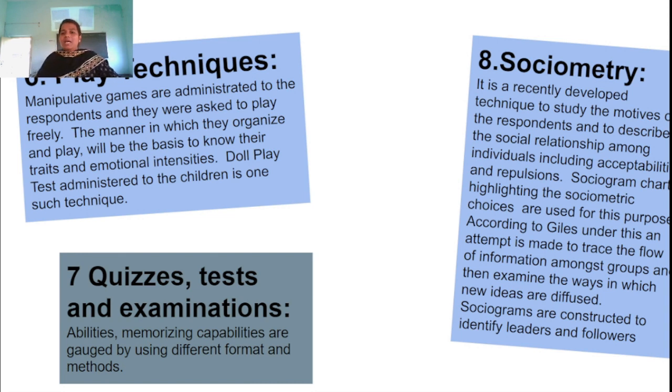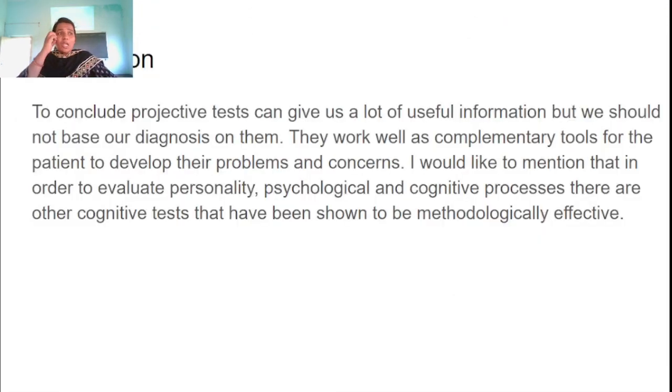Sociogram charts, highlighting the sociometric choices, are used for this purpose. Under this, an attempt is made to trace the flow of information across the group and then examine the way in which new ideas are diffused. Once the topic is presented to the respondent, he starts giving some responses. It may not be what we expect. Sometimes the results may change. The sociometric relationship between the respondent and the experimenter can reconstruct the situation of what he is expecting from the respondent. That can be done by using the sociometric techniques under projective techniques.